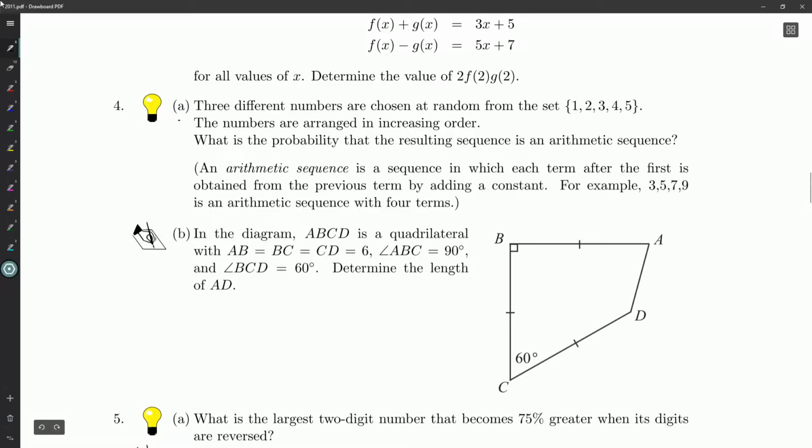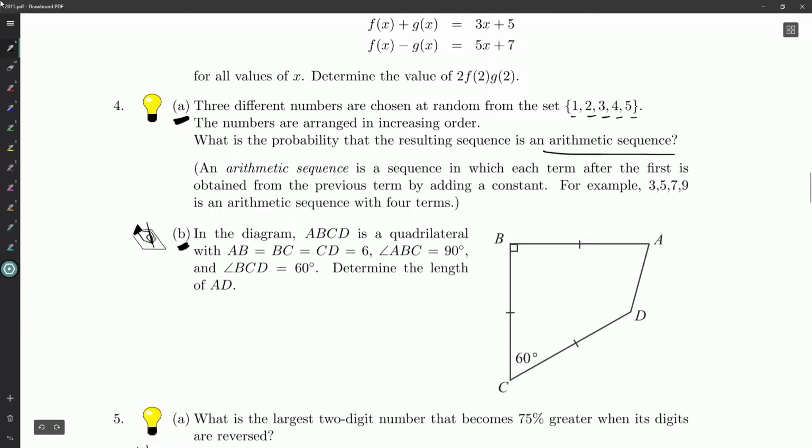Alright, so we've got two parts here, a light bulb and a written, A and B. For part A, 3 different numbers are chosen at random from the set 1, 2, 3, 4, 5. The numbers are arranged in increasing order. What is the probability that the resulting sequence is an arithmetic sequence?